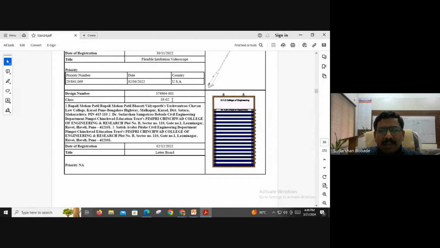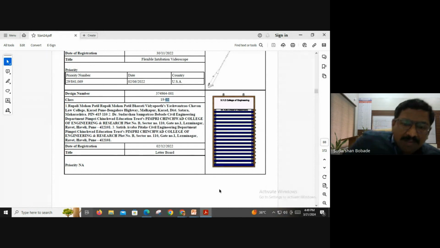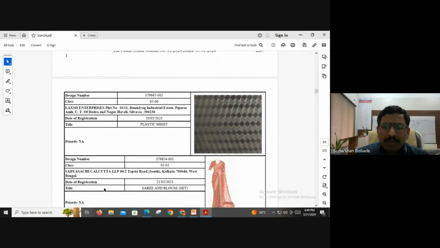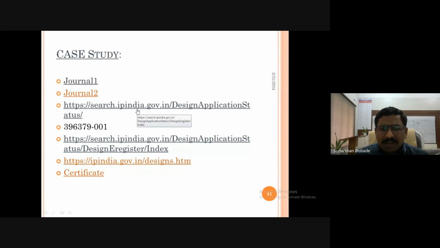So this particular design number, along with the class: the original first class, that is the primary selection out of 31, is 19, and from that there is a subclass 2. This is one of the ways with which we can get an idea about the granted designs. So everyone must go through the journals that have been published so far, and you will be able to understand the related concerns.